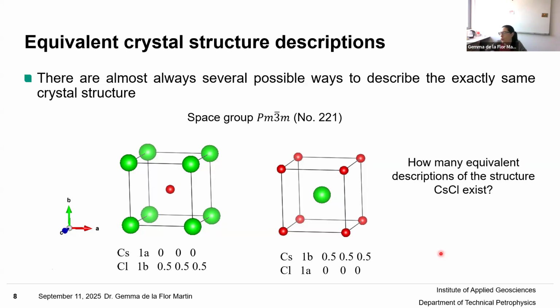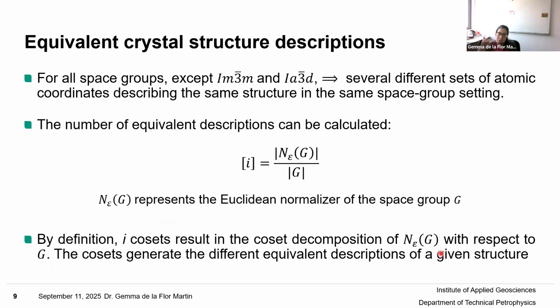Or in general, for another structure, how many can we quantify? Can we know how many equivalent descriptions a structure can have? So the answer is yes. So there is a way. For all space groups, except for these two cubic ones, several different sets of atomic coordinates can be chosen to describe the same structure within the same space group setting.